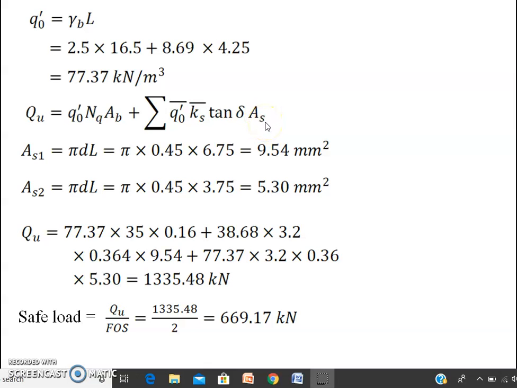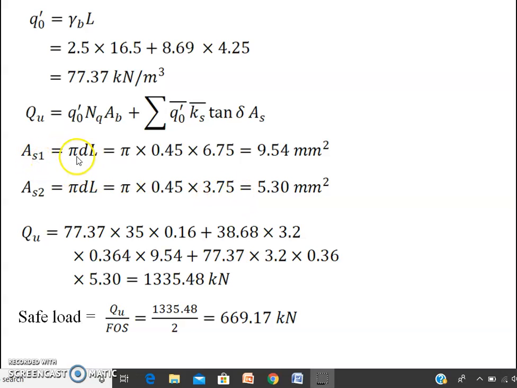Now AS is nothing but the surface area which is in contact with the soil. So here we have two depths of soil under consideration. One where there is a complete seizing of the linear distribution of the stresses and they are constant. So we'll divide into two heads here, up to 6.75 meter depth and the remaining 3.75.